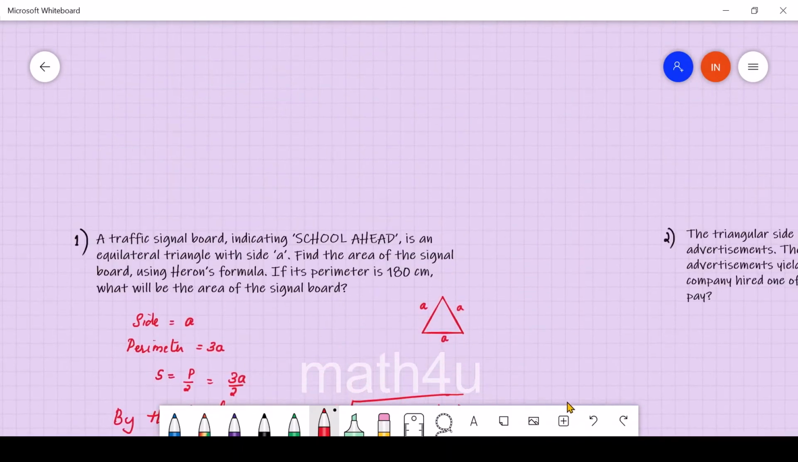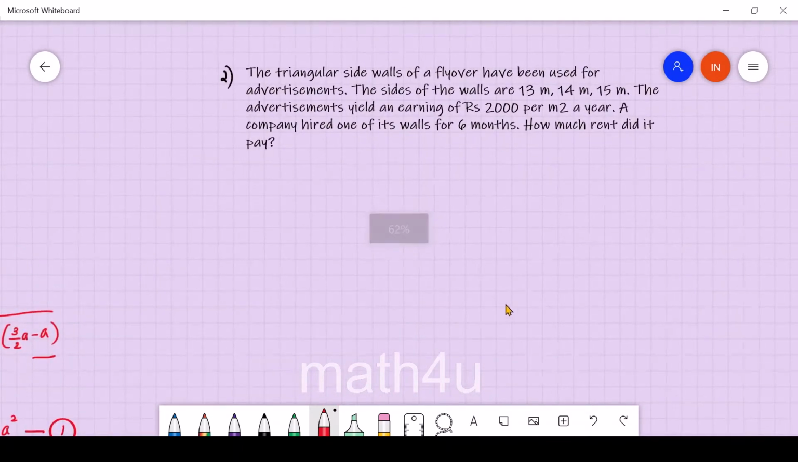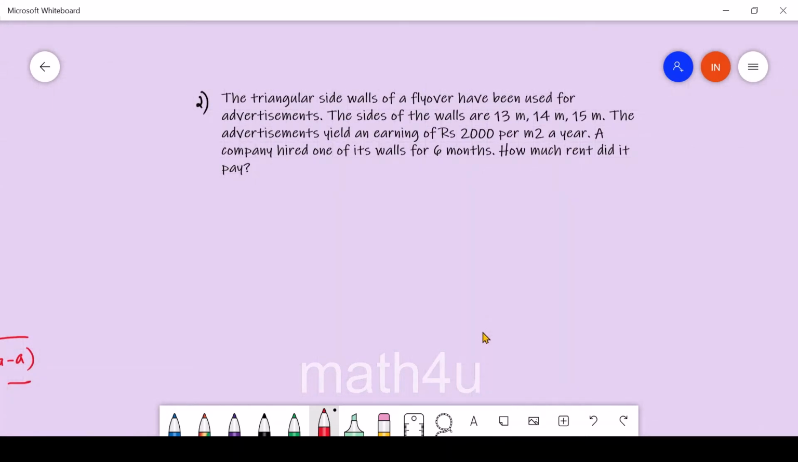Okay, so let's move on to the next question. Here comes the next question. A triangular side wall of a flyover has been used for advertisements. The sides of the walls are 13 meters, 14 meters and 15 meters. The advertisements yield an earning of rupees 2000 per meter square a year. A company hired one of its walls for 6 months. How much rent did it pay?